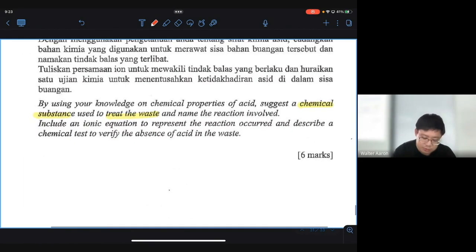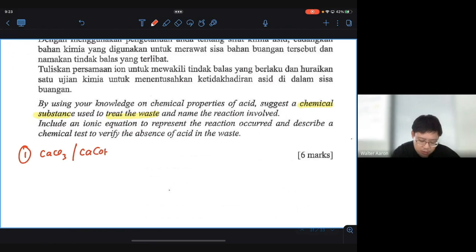So what are you going to use? It doesn't matter, you can use anything that you like. For example, you can choose to use calcium carbonate, or you can also choose to use any bases such as calcium hydroxide. Technically any base can be used, but I have a feeling if this question comes up, it's going to be more towards application.